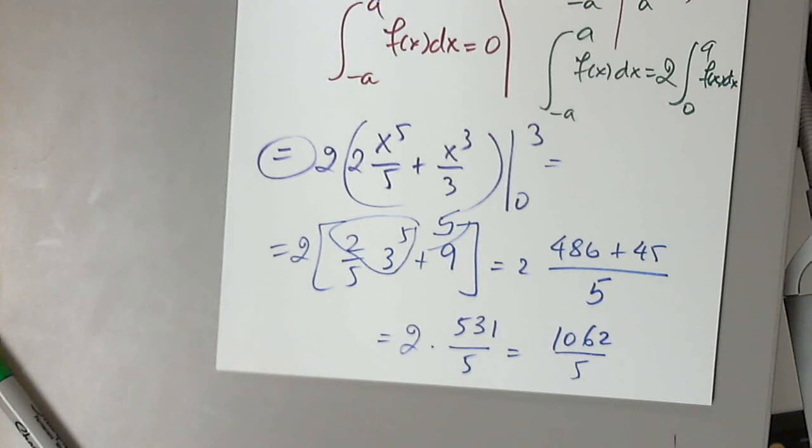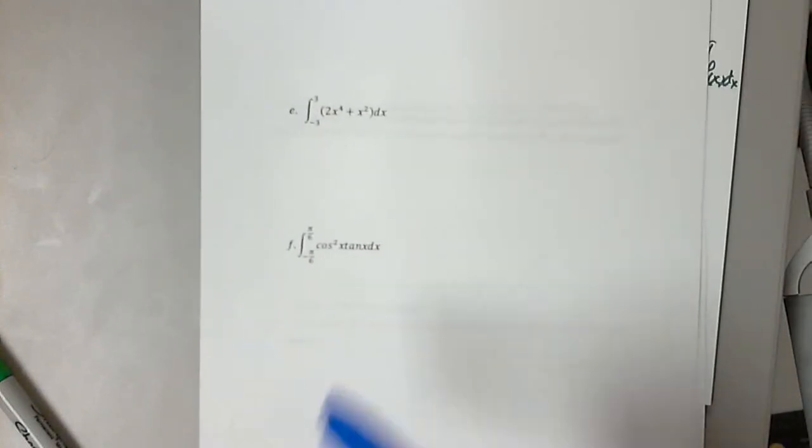What about f? Is the function continuous? Yes. Cosine is continuous everywhere. And tangent is continuous between negative pi over 6 and pi over 6. It's not continuous at negative pi over 2 and pi over 2, but it's continuous everywhere else. Okay, so I check that it's continuous.